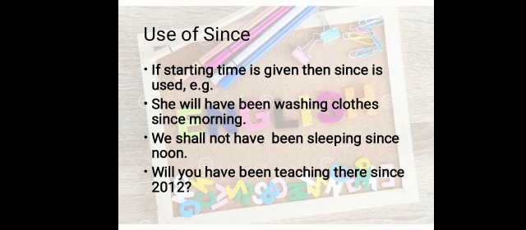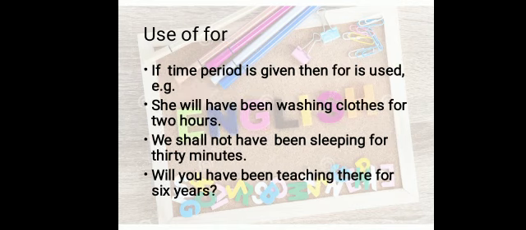What is the difference between since and for, and where will you use since and where will you use for? Use since if the starting time is given. For example, she will have been washing clothes since morning. Now we know it started in the morning, so since is used. We shall not have been sleeping since noon. So noon is the starting point. Will you have been teaching there since 2012? The starting time 2012 is mentioned, so since is used.